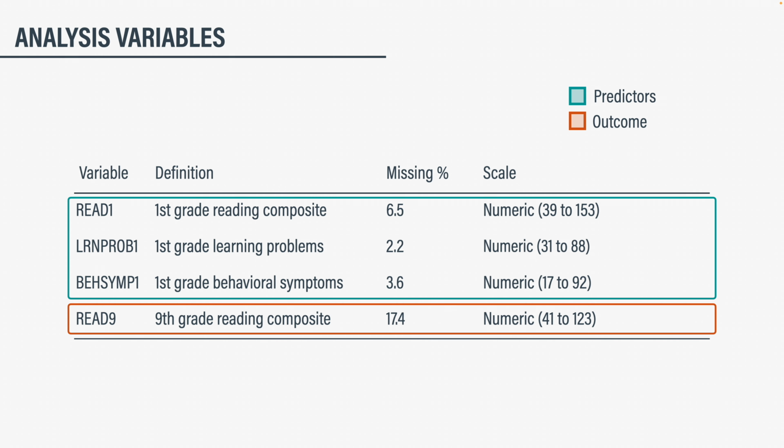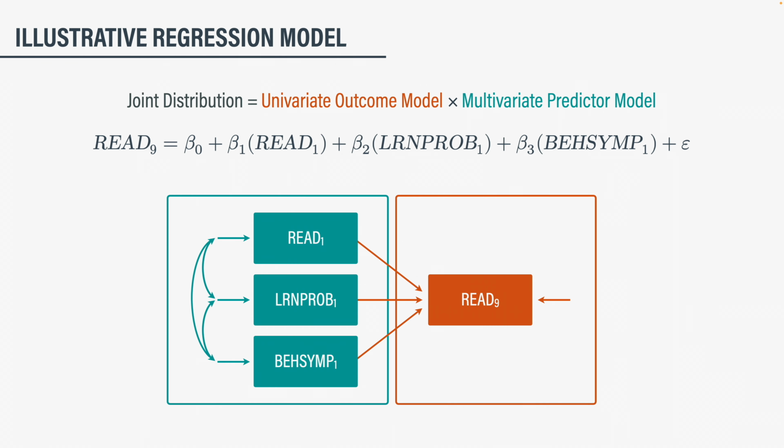The data set includes assessments of broad reading in first grade and ninth grade, and it also includes teacher ratings of behavioral symptoms and learning problems from the first grade. As a focal model, I'll use a linear regression that has the 3 first grade measures predicting ninth grade reading performance. This is a path diagram and equation for the analysis model.